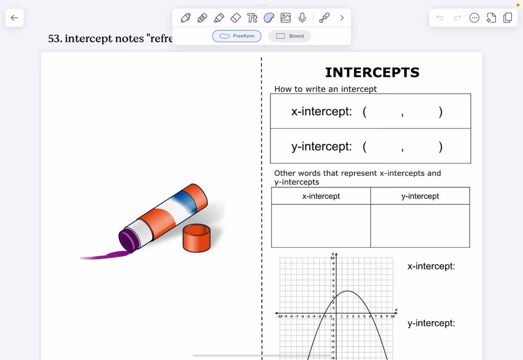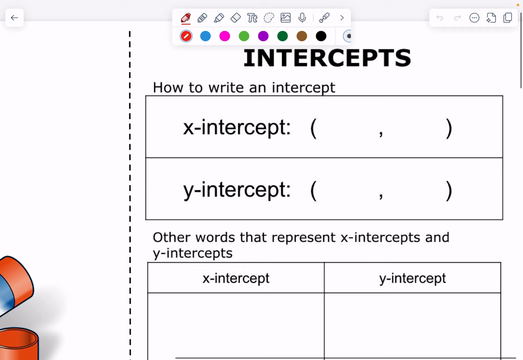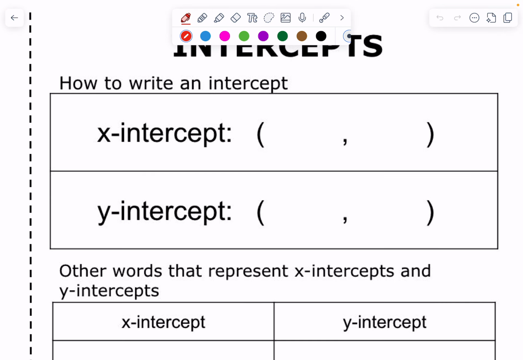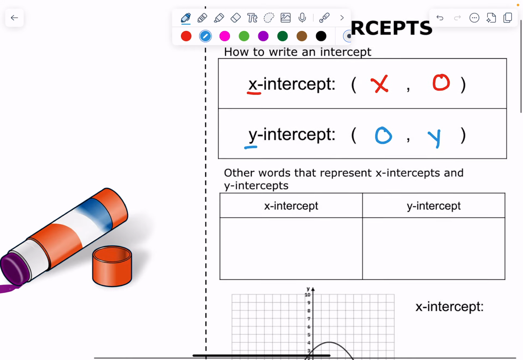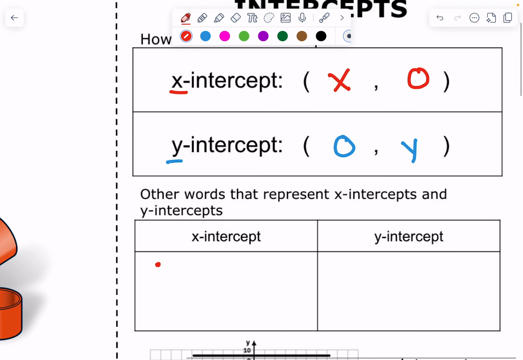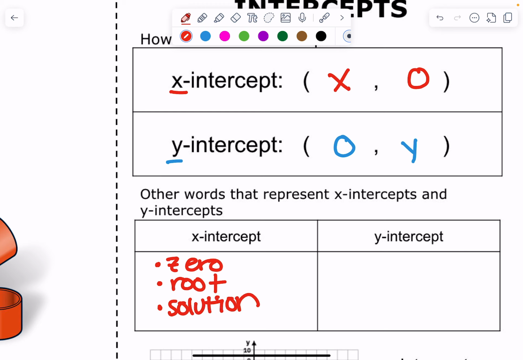All right, so today we are going to go over quadratic key features, but we're going to start real quick with just our x and y intercept. So remember, x-intercept is always x, comma, 0. My y-intercept is always 0, comma, y. Other words that mean x-intercept are going to be 0, root, and solution. Those all mean x-intercept, every single one.